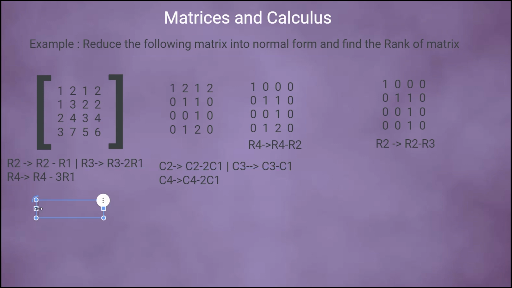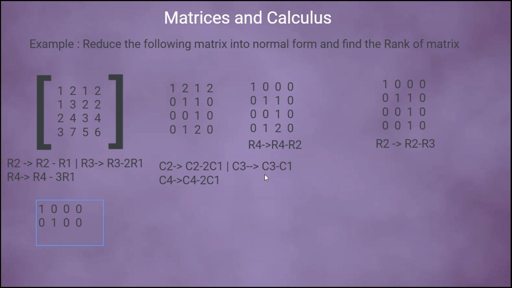So I'll be writing the next matrix here. First row will be same, 1, 0, 0, 0. Second row, R2 implies R2 minus R3, means 0 minus 0, 0. Next 1 minus 0, 1. Next 1 minus 1, 0, 0 minus 0, 0. Next the third row is same and also the fourth row is same.